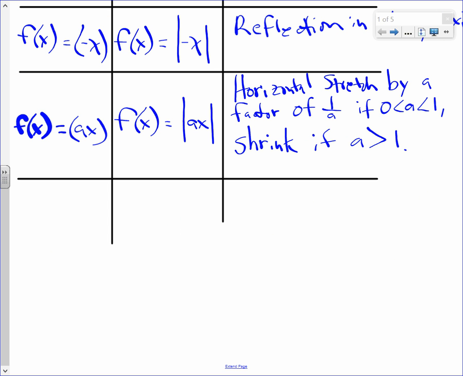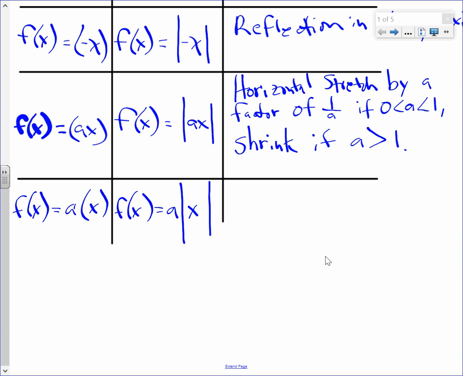Last one. What if A is on the outside of the grouping symbol? Check this out. F of x equals A times the grouping symbol, x in parentheses for linear, or absolute value symbol. What happens there now? This would be the red graph we just looked at. This would be the green graph we just looked at.